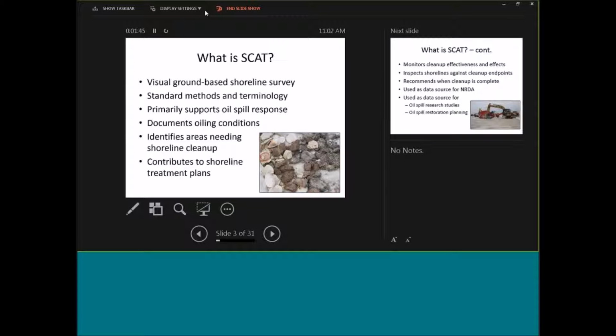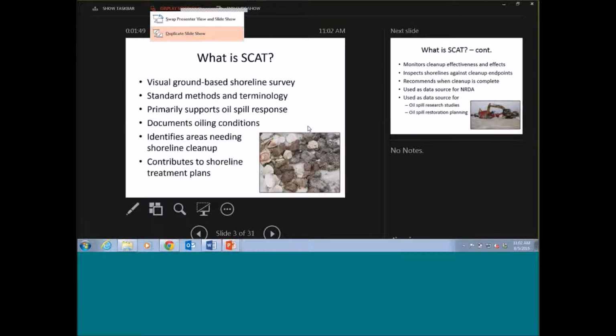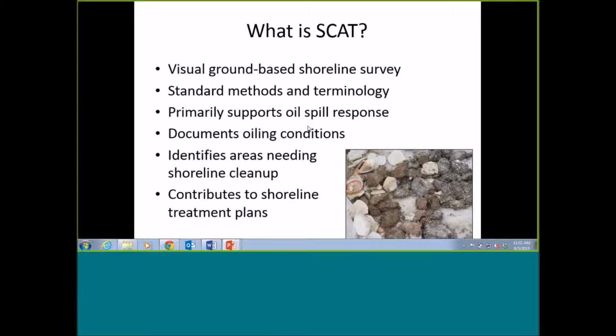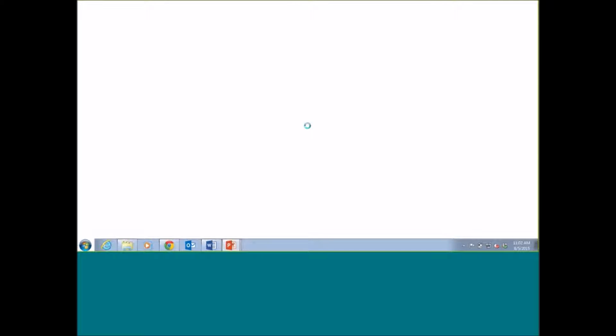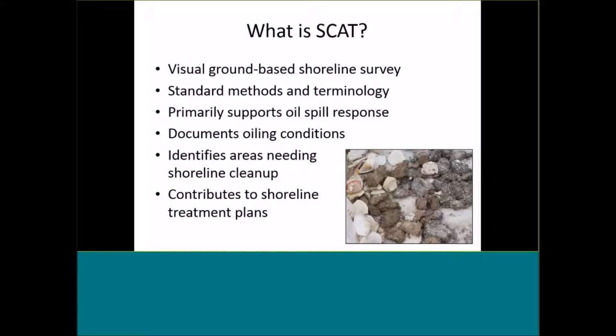SCAT primarily supports oil spill response, emergency response, not the other processes that come later like NRDA and restoration, et cetera. So we document oiling conditions. We identify areas that need cleanup. I could keep going, but you want to? Okay. And SCAT, the information collected by SCAT contributes to shoreline cleanup plans.